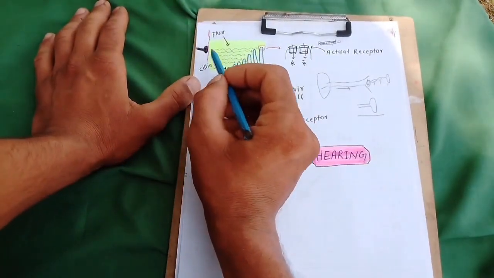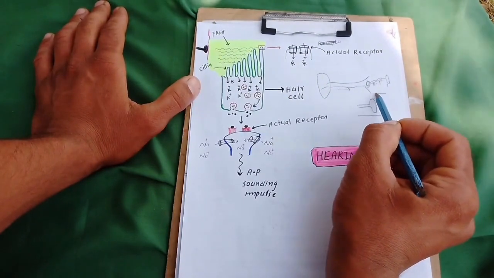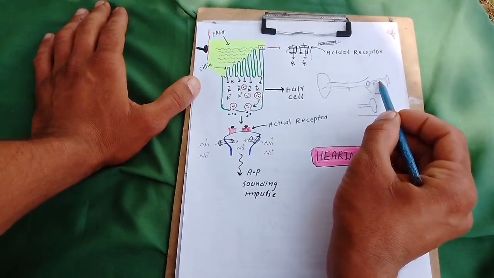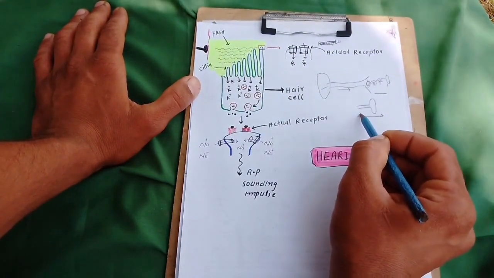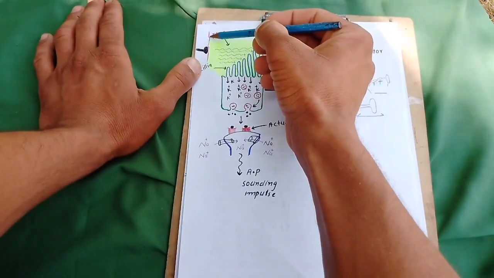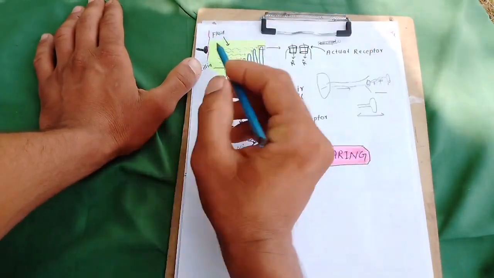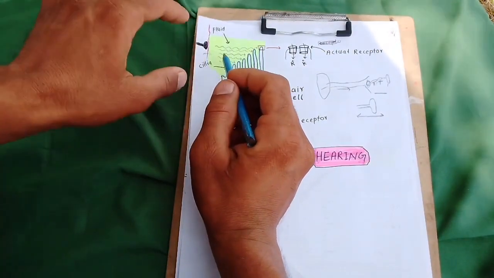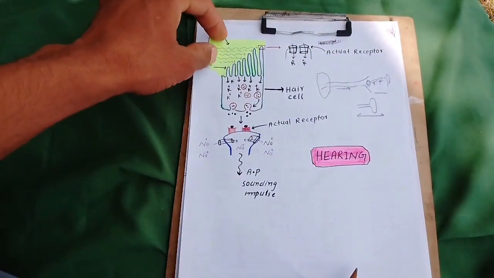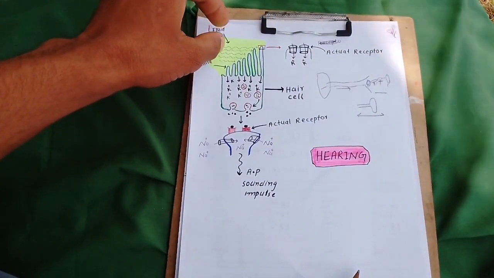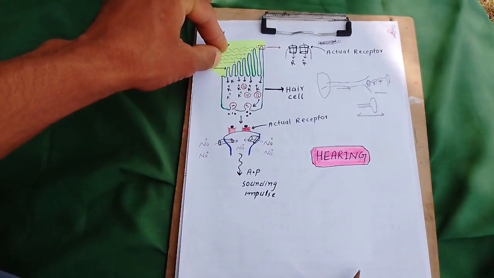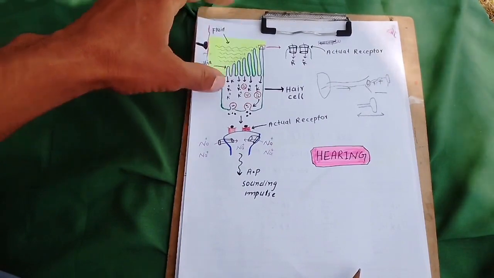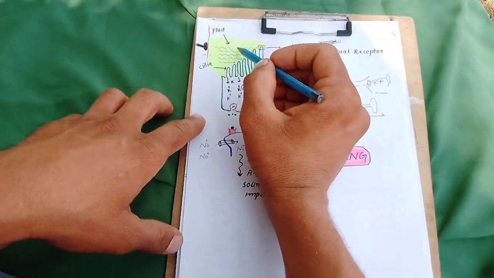So when I zoom into this area, this is the stapes. When this bone vibrates back and forth, this bone also vibrates back and forth. This bone also vibrates back and forth. So it vibrates the membrane, and when this membrane vibrates, it moves back and forth, inside the cochlea. Inside is the vestibular apparatus for balancing.